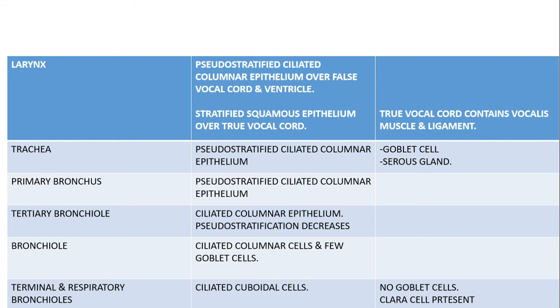Again, a question may come: goblet cells are found in which part of the respiratory tract, among the nasal cavity, nasopharynx, trachea, and fourth, terminal or respiratory bronchiole? Then the answer is respiratory bronchioles, where goblet cells are not found.